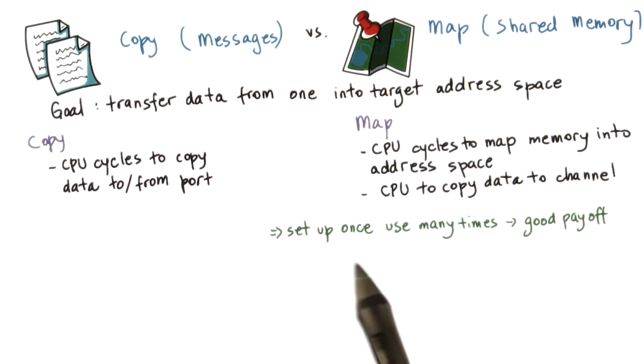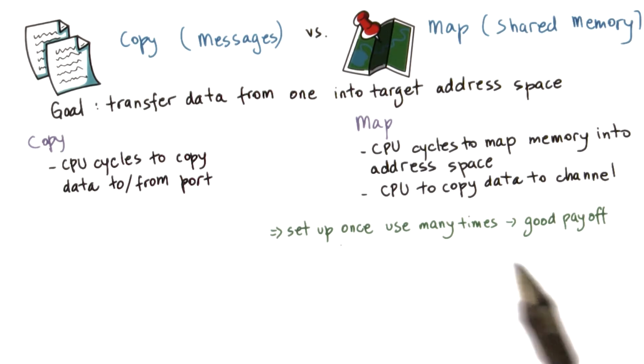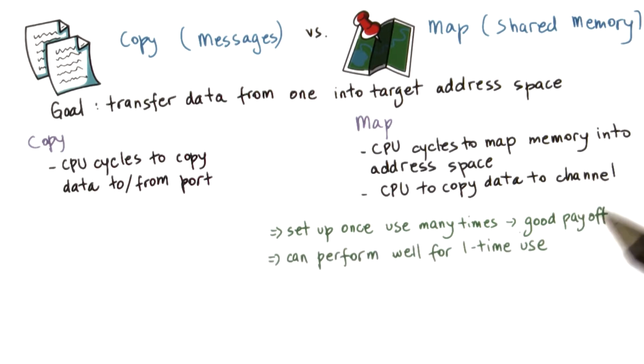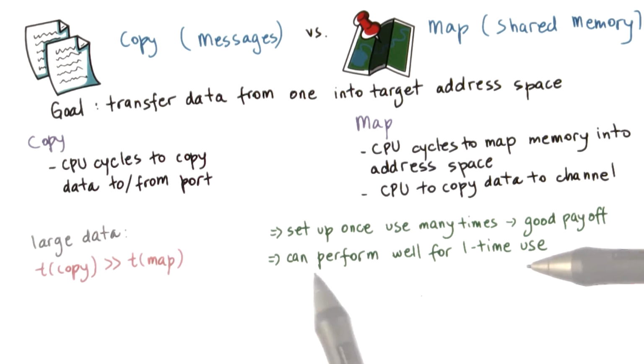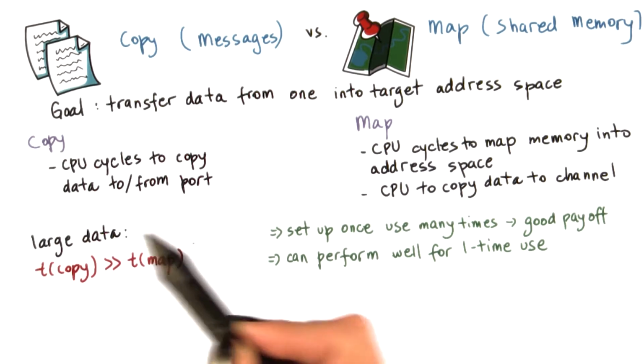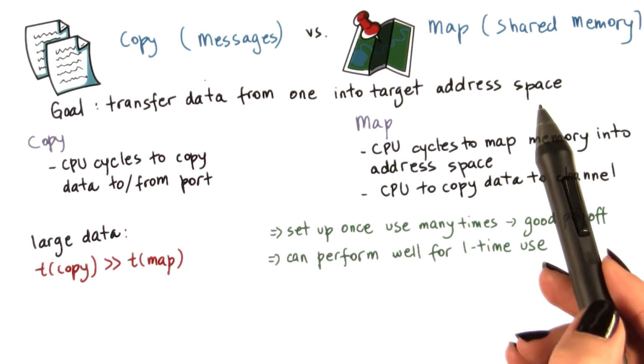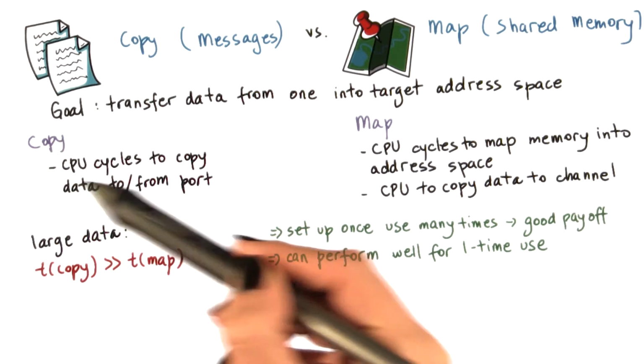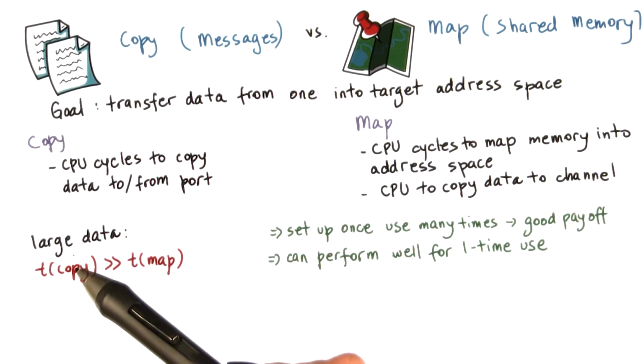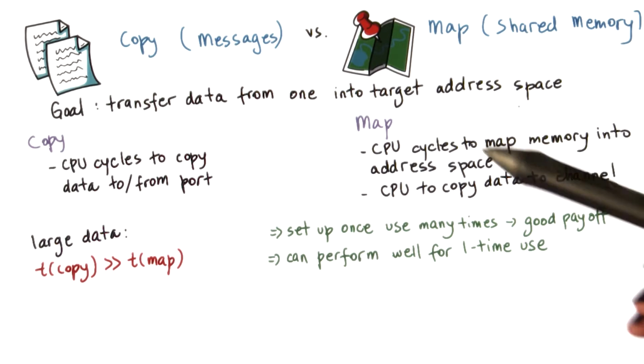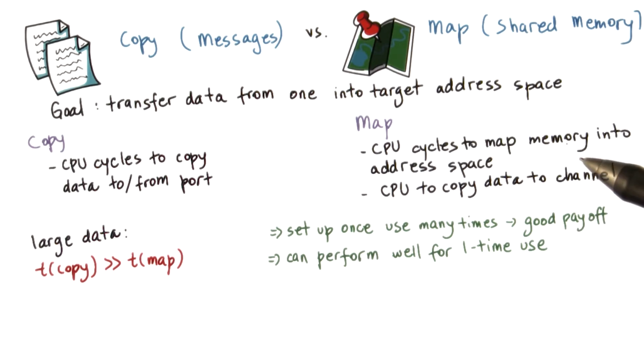However, if the channel is set up once and used many times, then it will result in good payoff. However, even for one-time use, the memory-mapped approach can perform well. In particular, when we need to move large amounts of data from one address space into another space, the CPU time that's required to perform the copy can greatly exceed the CPU time that's required to perform the map operation.